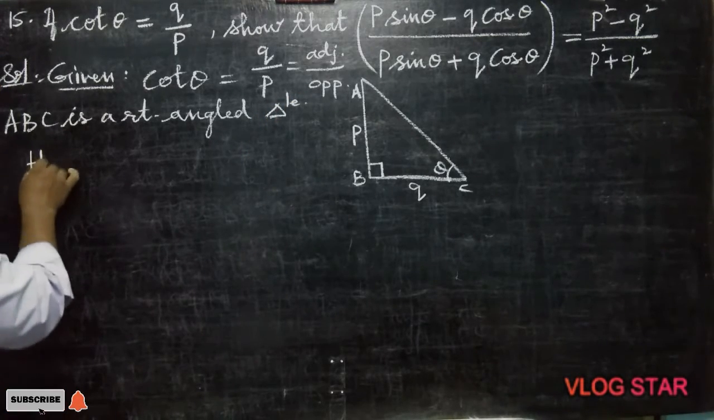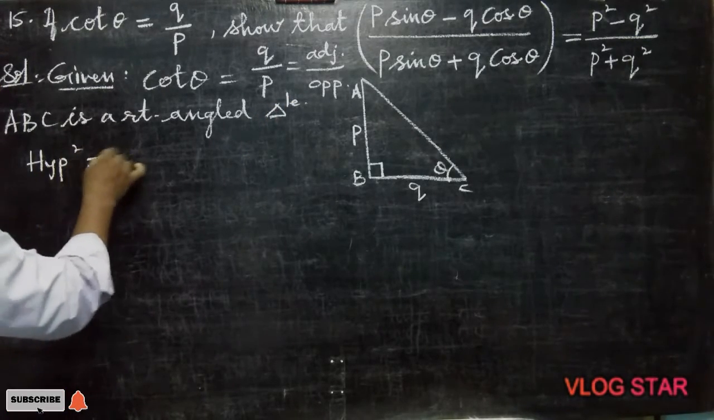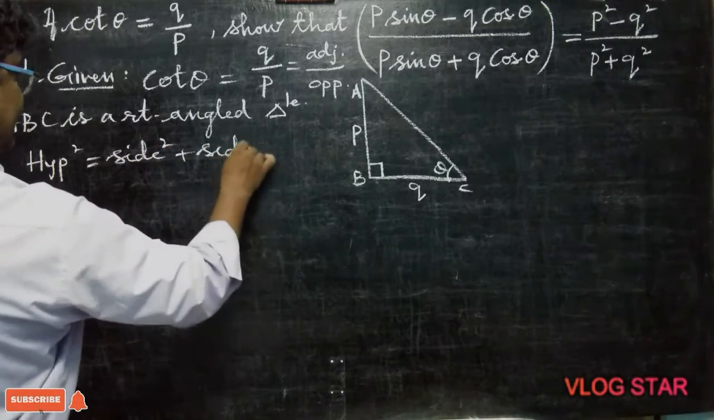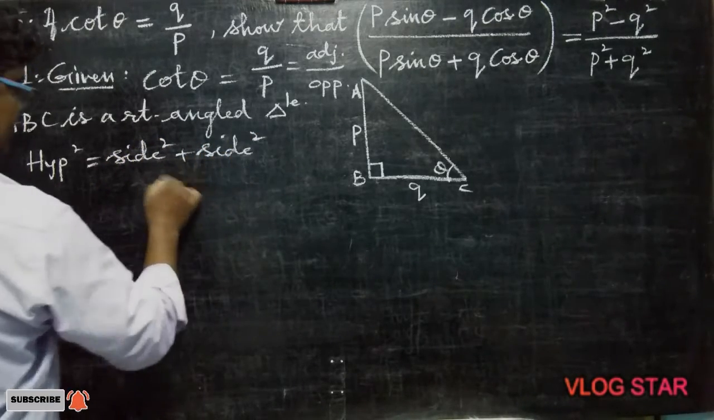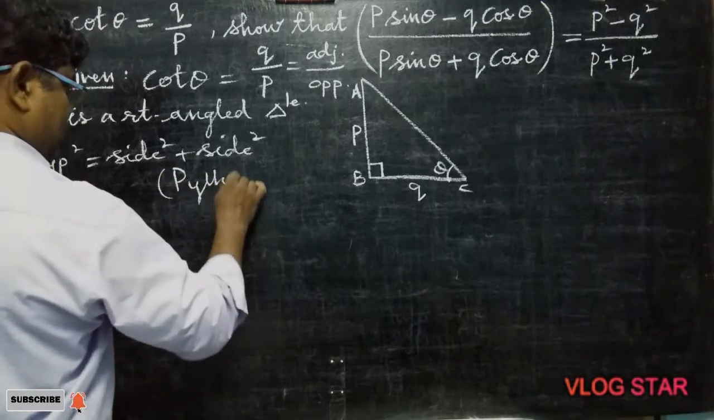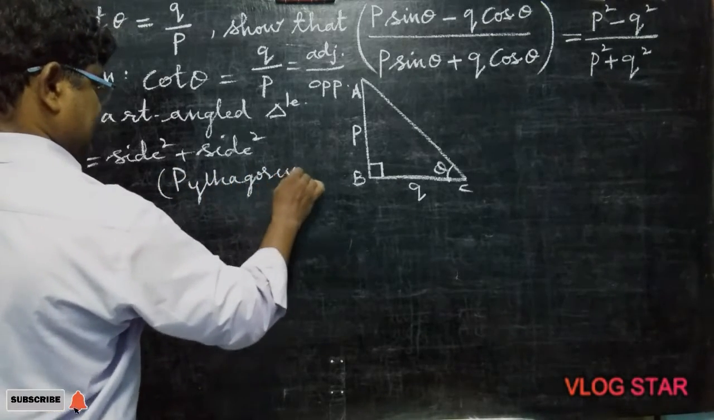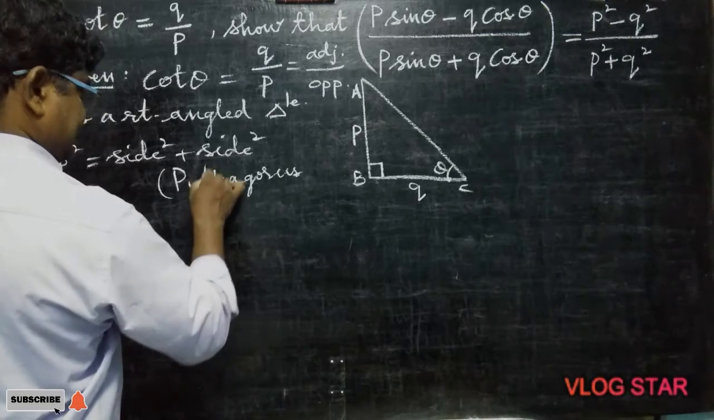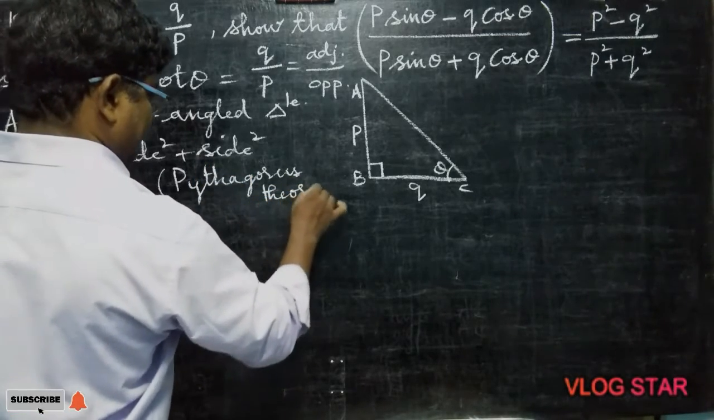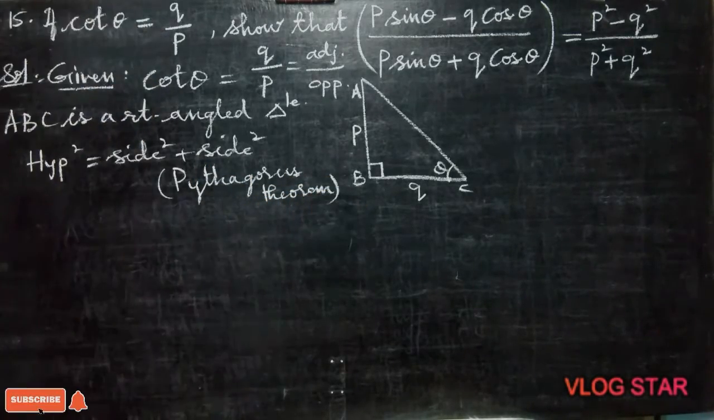What is that one? Hypotenuse square is equal to side square plus side square. In a right angle triangle, the square of the hypotenuse is equal to the sum of the squares of the other two sides. Who told me? Pythagoras theorem. So you have to mention this theorem compulsorily.